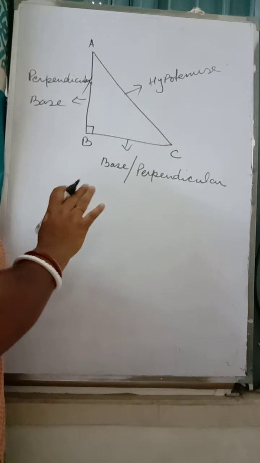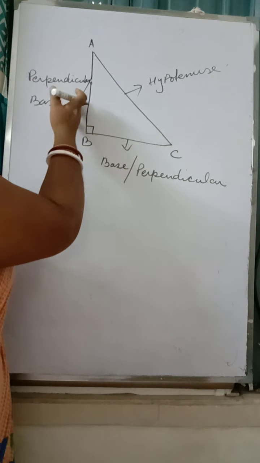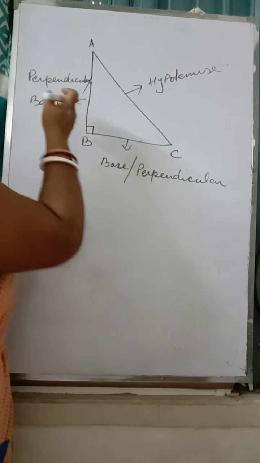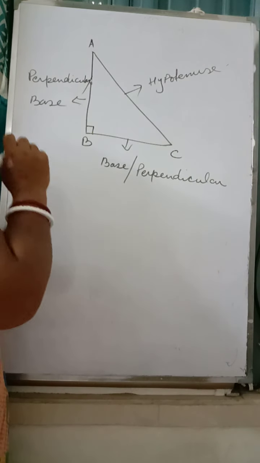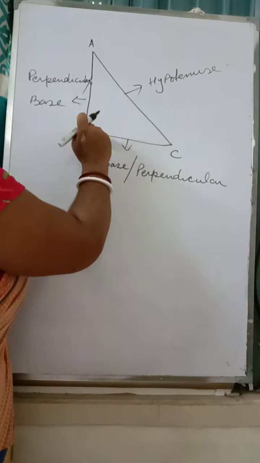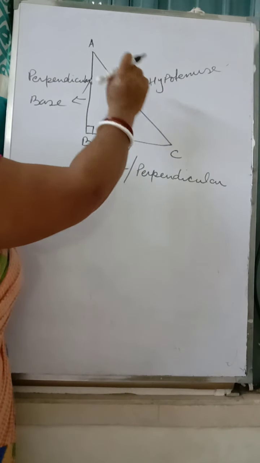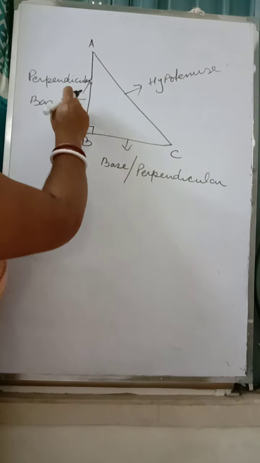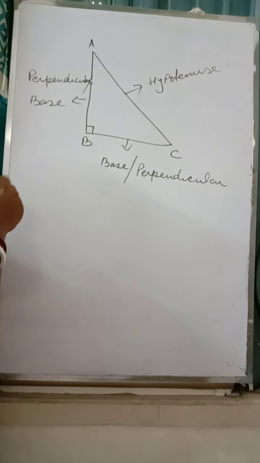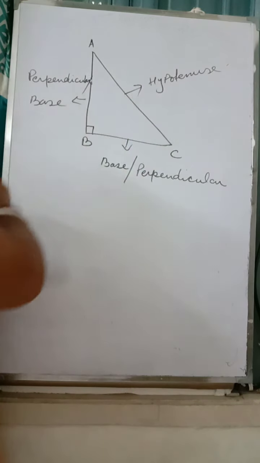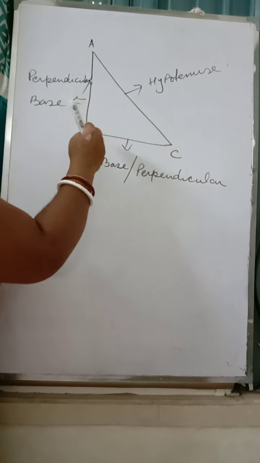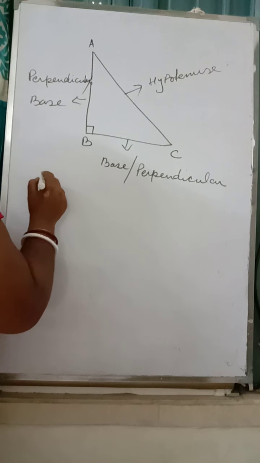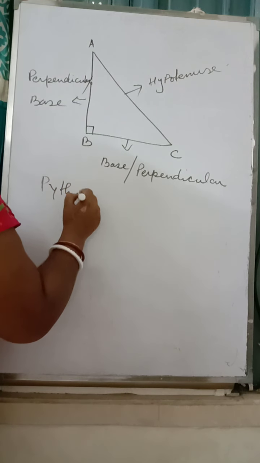So there is no problem if I call it base, so this would be the perpendicular, and if I call BC as base, then AB would be the perpendicular. But always the side which is opposite to the 90 degree is the hypotenuse. So you should not forget it. Base and perpendicular could be written vice versa, but the hypotenuse is the opposite side of 90 degree.